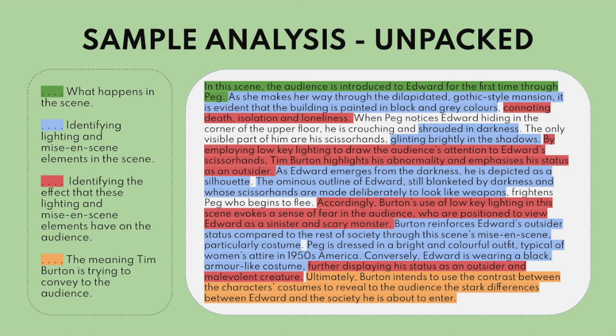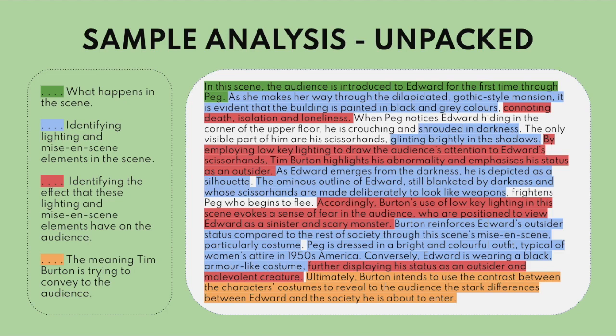So when Peg notices Edward hiding in the corner of the upper floor, he is crouching and shrouded in darkness. The only visible part of him are his scissor hands, which are glinting brightly in the shadows. By employing low-key lighting to draw the audience's attention to Edward Scissorhands, Tim Burton highlights his abnormality, so what makes him so different and an outsider, and emphasises his status as an outsider.